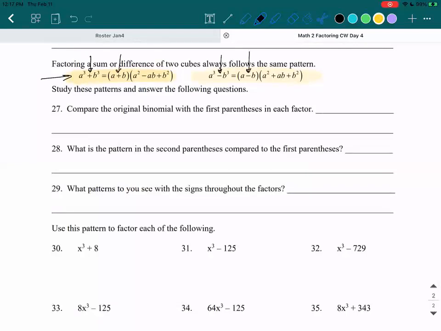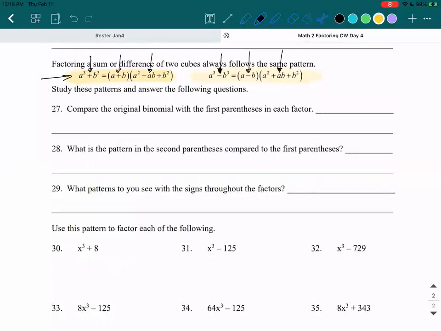Then also notice that the middle term of the second part has the opposite symbol. So in our first equation, since it was a cubed plus b cubed, we got a minus ab as our middle term. For our second formula, since it's a cubed minus b cubed right over here, since it's a minus there, then we have a plus ab as our middle term, okay? So this is the pattern.